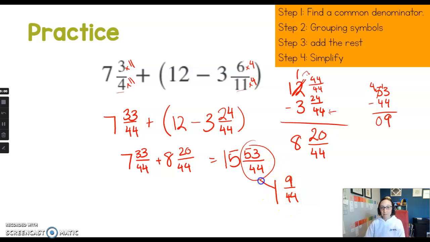And then I just need to add my whole number to my 15. So I add 15 plus 1, I get 16 and 9/44. Phew, that was a lot.